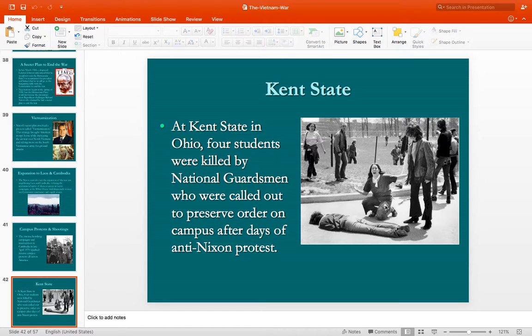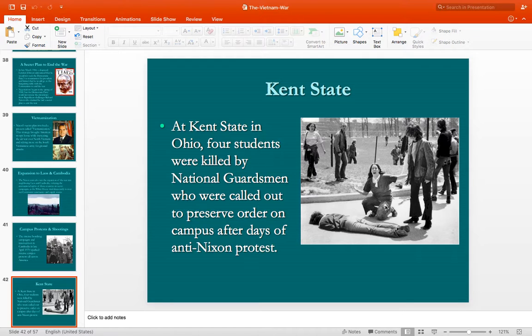And here students were demonstrating, and the National Guard were called out to preserve order on the campus and shot into the crowd, killing 4 students. Of course, the average age of the National Guardsmen was fairly young, as was these students. But many people saw this as a turning point where they wanted an end to the war.